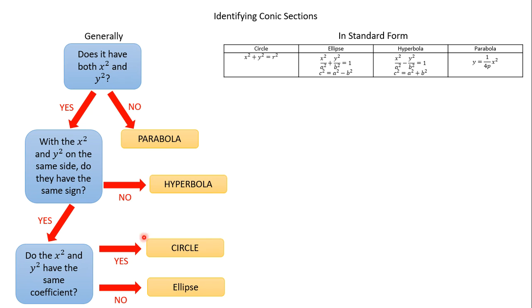And these three questions actually work if it's in standard form as well. So let's see some examples on how these work. So this one is in standard form. So we could just look up at standard form. Let's see, we have x squared and y squared, and it's a plus, and our radii are different. This would be an ellipse. Like you see that this equation matches the ellipse equation.